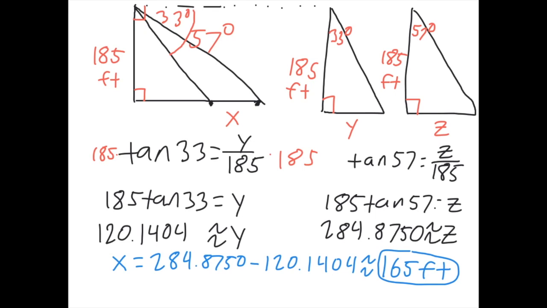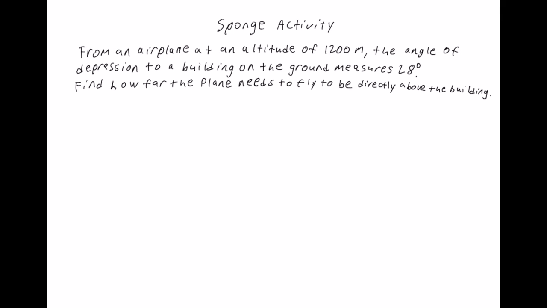So this one got a little bit more confusing because it involved 2 triangles, and then we had to deal with that. Now time for the sponge. From an airplane at an altitude of 1,200 meters, the angle of depression to a building on the ground measures 28 degrees. How far does the plane need to fly to be directly above the building? So that's what I want you to find. How far does the plane need to fly for it to be directly above the building?